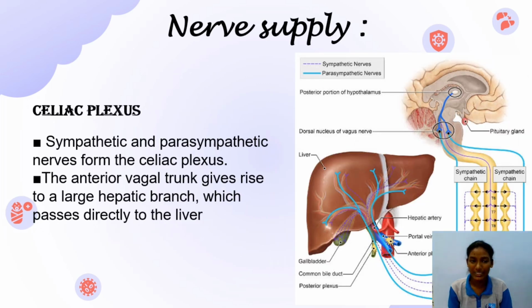Nerve supply. Celiac plexus. Sympathetic and parasympathetic nerves form the celiac plexus. The anterior vagal trunk gives rise to a large hepatic branch which passes directly to the liver.